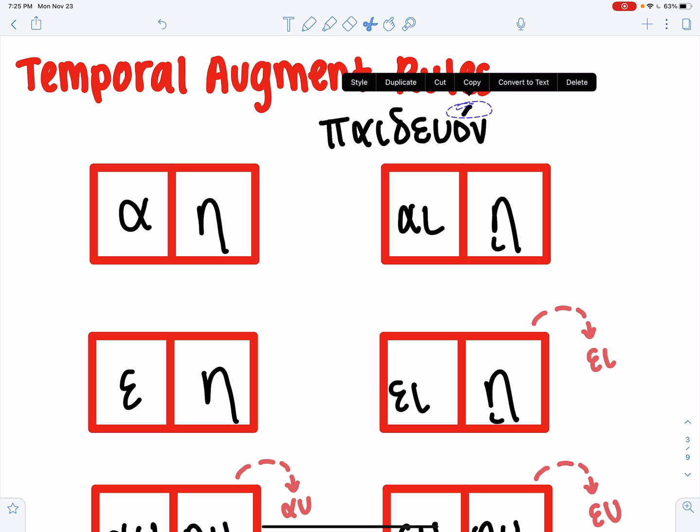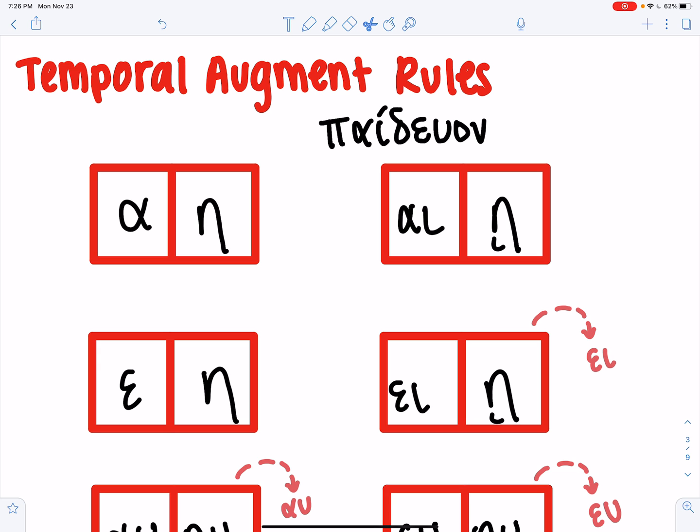That's not correct, we know that, and because the omicron is short, we're going to go back 2 syllables, so 1, 2. And remember that the I diphthong, the alpha iota, is proper because there's no macron on the alpha, so we can put our accent on the second vowel in the diphthong. So we end up with paide-won.